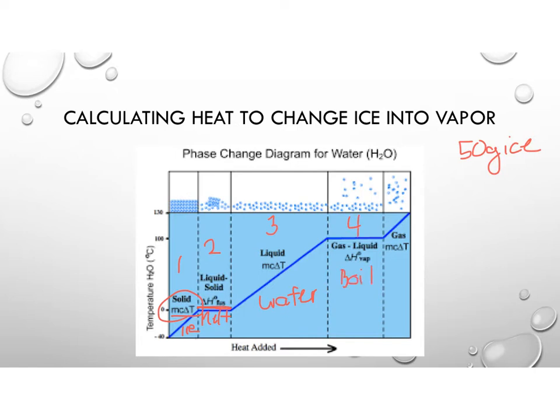So again, during phase changes, there is no temperature change because that heat energy, instead of going into speeding up the particles, is actually going into changing the state of those particles. So we're changing the distance between them and how they're interacting, and that's where that heat energy is going. So it's not raising the temperature, it's changing the state.